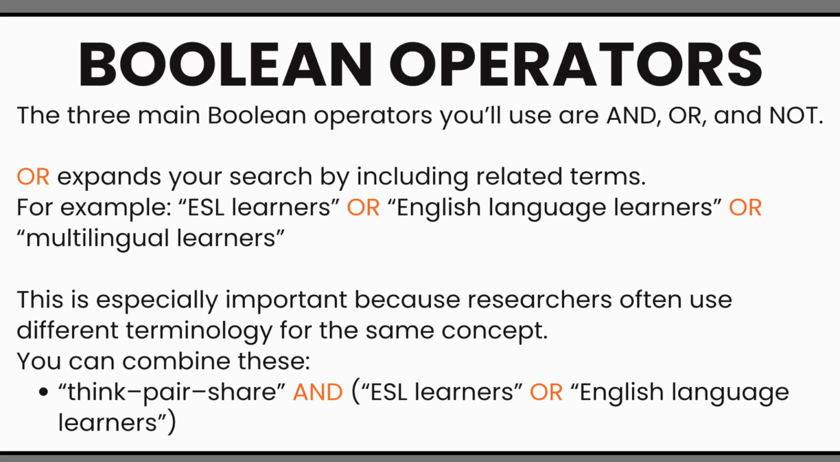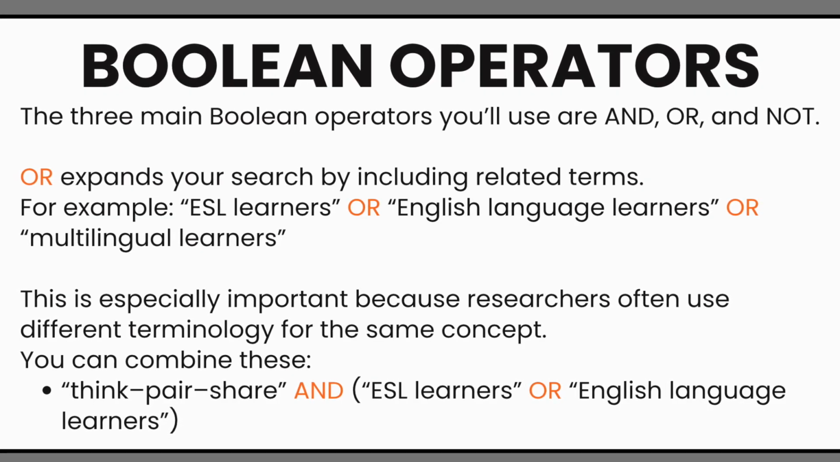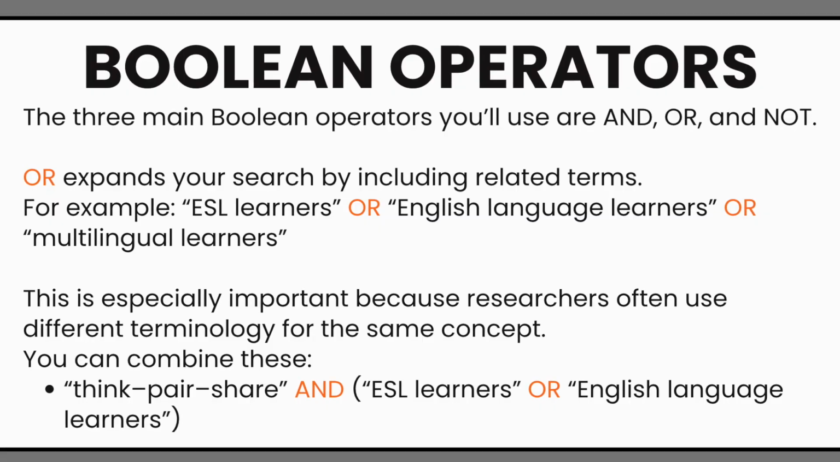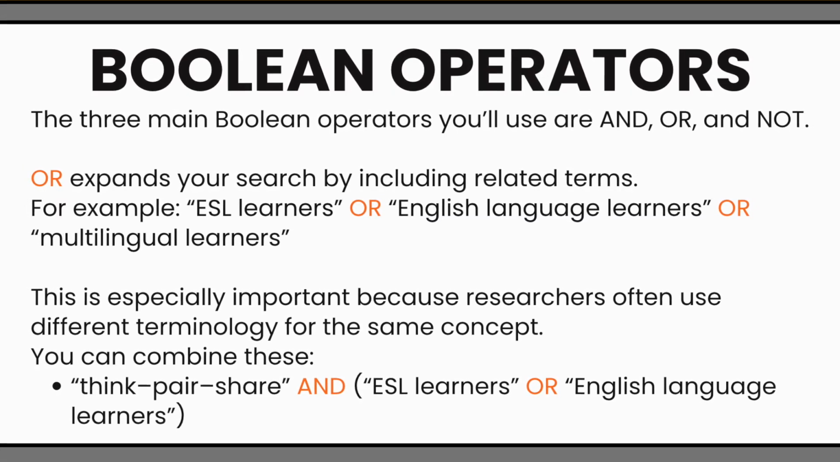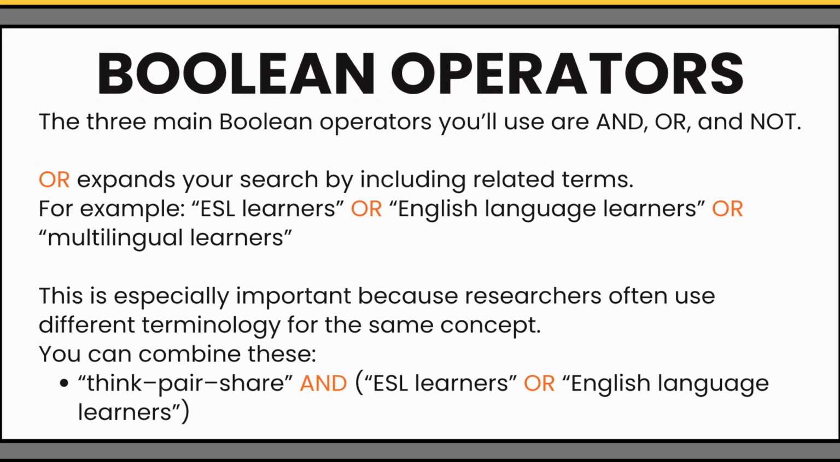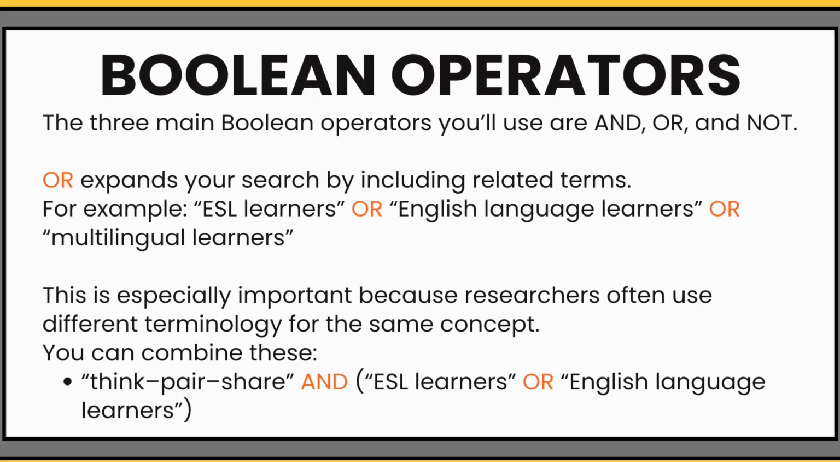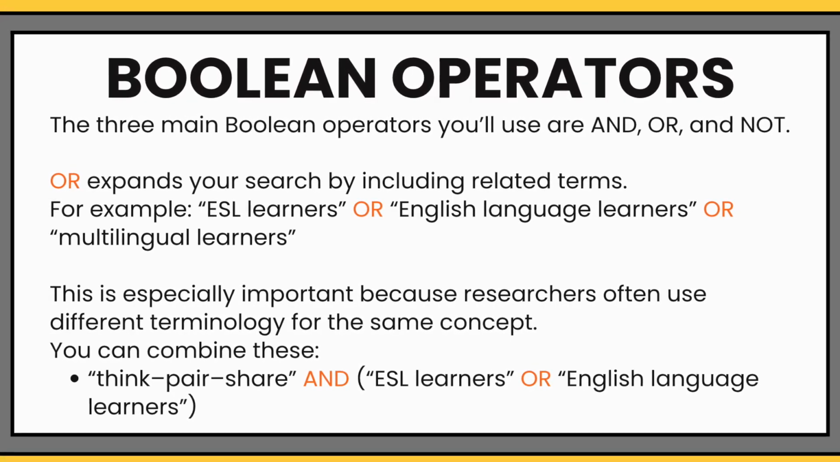Using the word OR expands your search by including related terms. For example, you could use "ESL learners" OR "English language learners" OR "multilingual learners." This is especially important because researchers often use different terminology for the same concept.